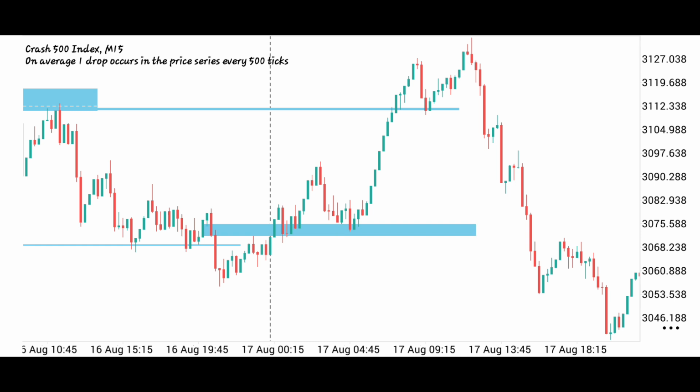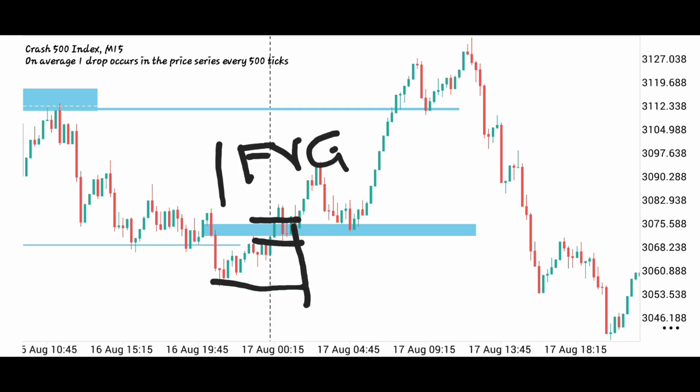So this fair value gap was supposed to hold price, and like what we have discussed earlier, it's supposed to hold price and sell off, targeting this sell-side liquidity, but it didn't do that. So what do we expect when it didn't do that? It means that this one is a failed fair value gap.